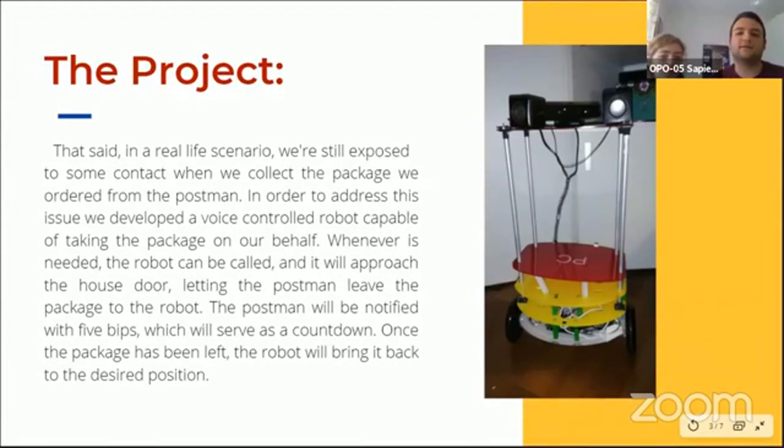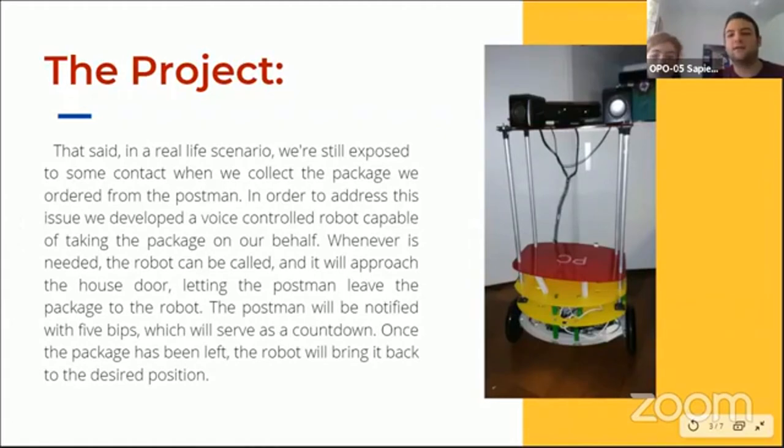This is made to minimize the contact with the postman, and to help people who have physical difficulties carrying the package. For example, if there is a shopping bag which is really heavy, the robot will go to the door and take it on our behalf. This is the previous version of our robot, which didn't have navigation, and it is the version that we sent you last time.